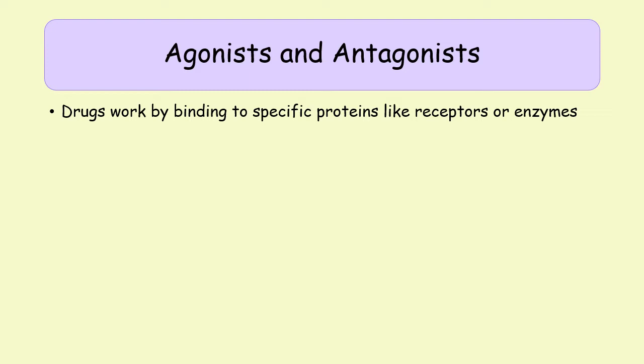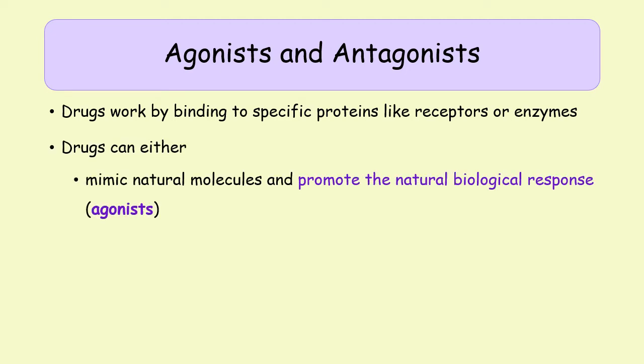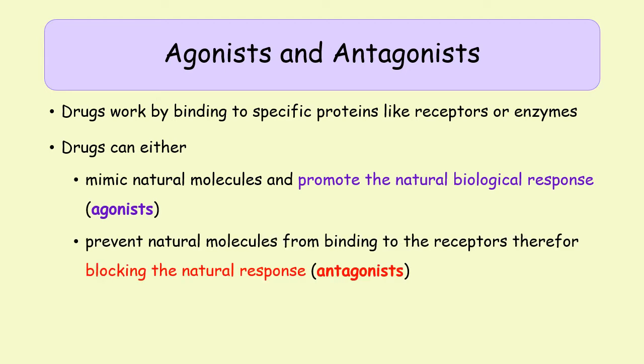Now, medicines will either interact in a way with the receptor or enzyme to turn on the natural response, or to inhibit the natural response. So if your drug mimics molecules that would normally bind to your enzyme or receptors, and therefore stimulate or mimic the natural biological response, that is what we call an agonist. So they promote the natural biological response. The opposite is preventing the natural response, blocking the natural response. That is an antagonist.